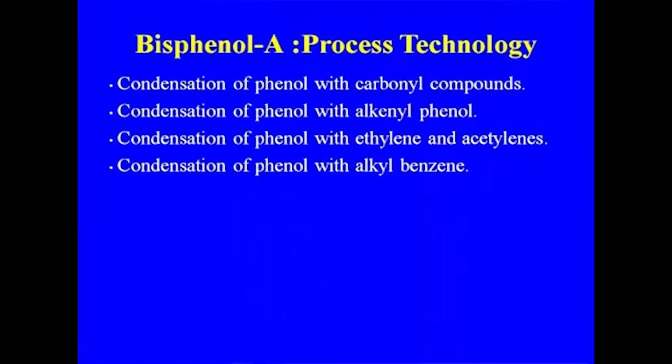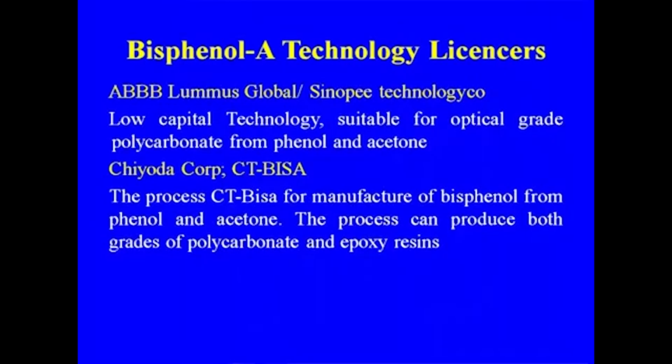So, technology: the condensation of phenol with carbonyl compounds, condensation of phenol with alkaline phenol, condensation of phenol with ethylene and acetylenes, condensation of phenol with alkylamine. These are some of the routes available, but the major process which we are using for making bisphenol is either the ABS Lummus Global Sinopo technology, or the Chiodo Corporation CTP cycle.